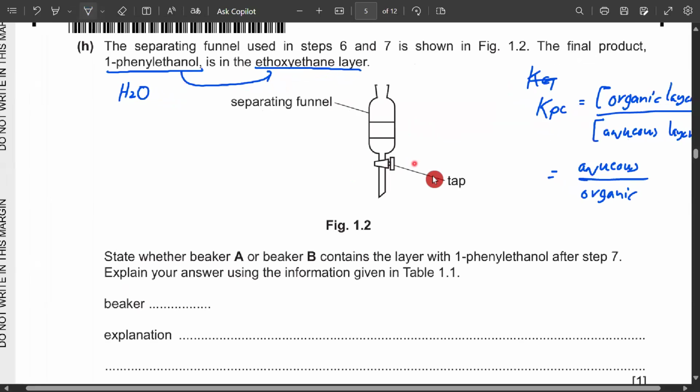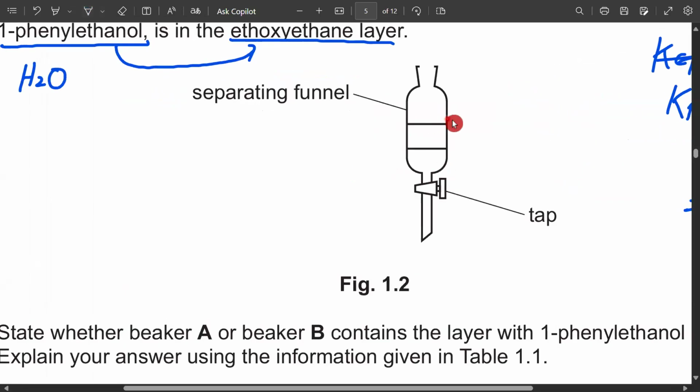and that all depends upon which of these two layers will be present in the lower portion. We have these two layers. One layer is here, another layer is here, somewhere here. Now, it all depends upon the density. Which compound has more density will be present in the downward portion, and the less dense compound is present in the upper portion or the upper layer.